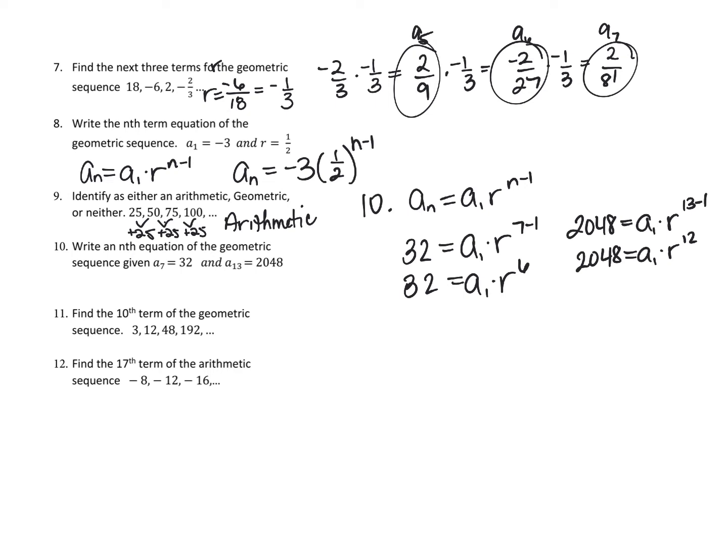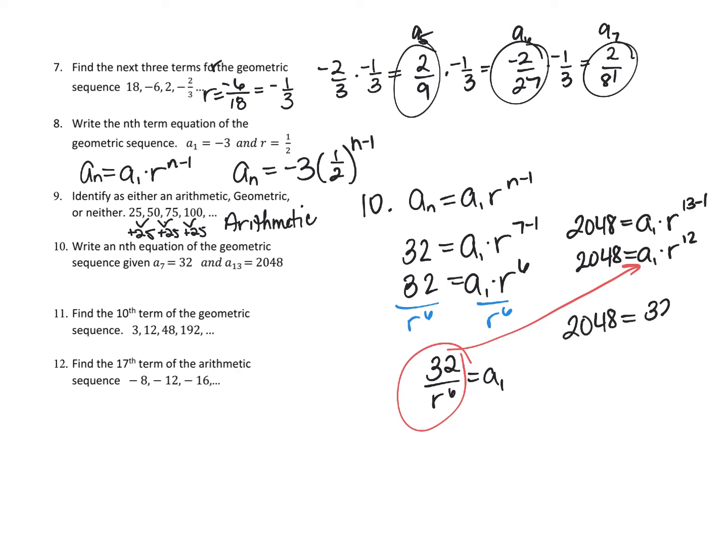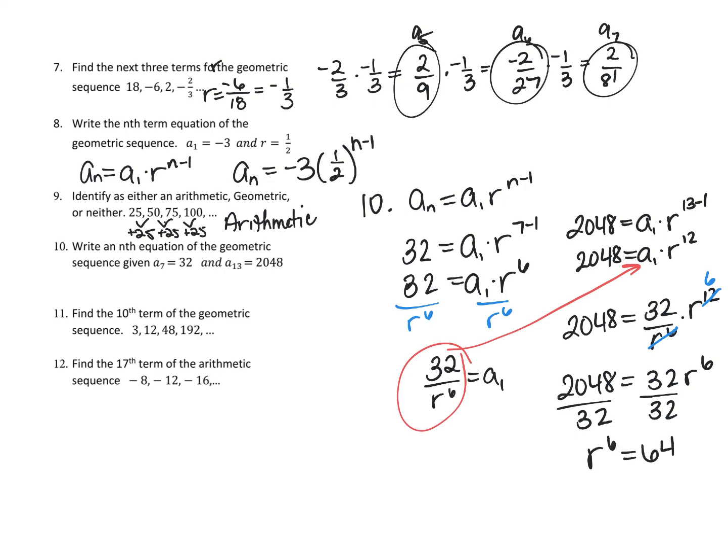Now I can solve the first equation for a1 by dividing by r to the 6th, and I choose the smaller exponent. So I get 32 over r to the 6th equals a1. Then I'm going to use substitution and plug it into this equation. 2048 equals 32 over r to the 6th times r to the 12th. And the 6 r's cancel 6 of them, so we get r to the 6th. 2048 equals 32 r to the 6th. Divide by your 32. 2048 divided by 32 is 64. r to the 6th equals 64.